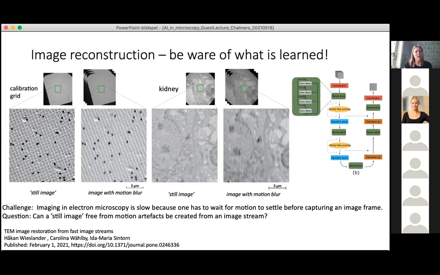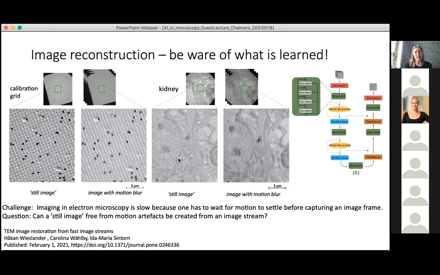One was this data set of what's called a calibration grid. So it's a pattern that is human-made and well-defined, and that would be easy then to quantify how well we can correct for the motion blur. And here you see the motion is in this direction, meaning that the lines that are perpendicular to the direction are really blurred.